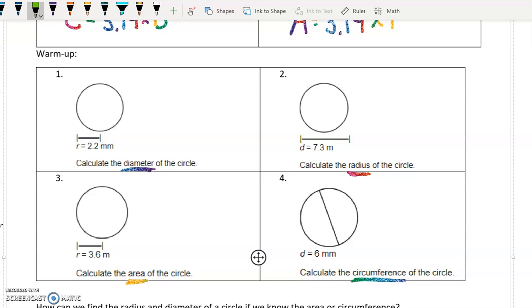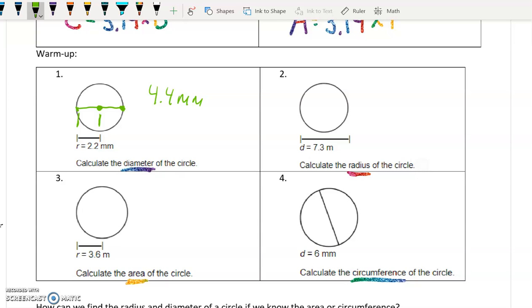Now, example number 1, like I said, is asking you for your diameter. That should be from one side all the way through the other. Please remember that diameter should be going through the center of your circle. You cannot have your diameter going from this point to this point because that's not going through your center. So if I want it going exactly through my center, and from the center to the edge is 2.2, then my diameter is going to be twice that. So my diameter is going to be 4.4 millimeters. Again, you're just doubling that.